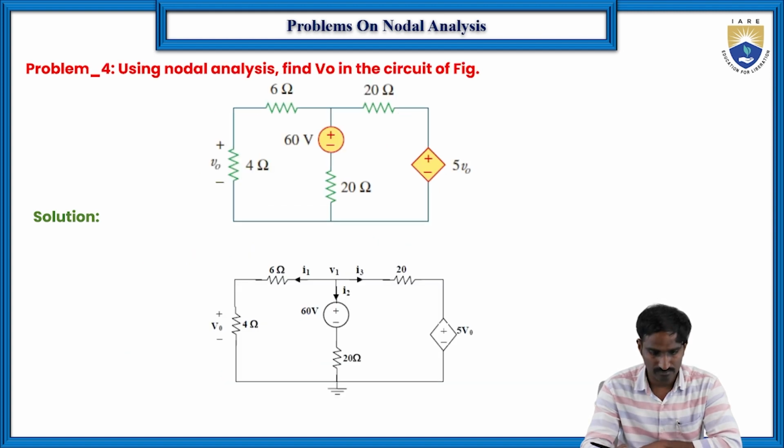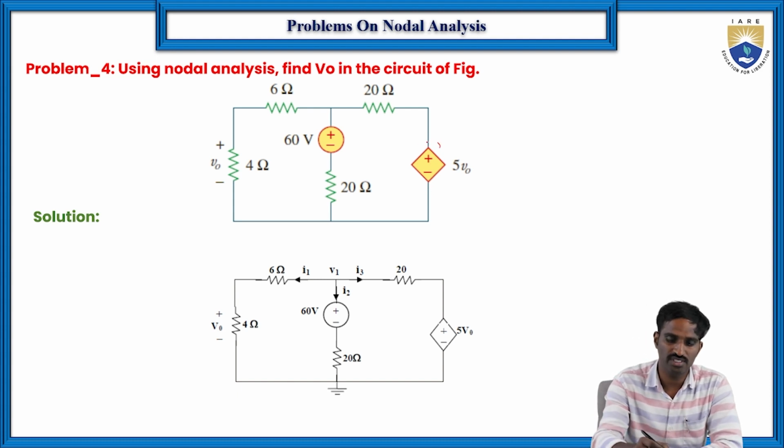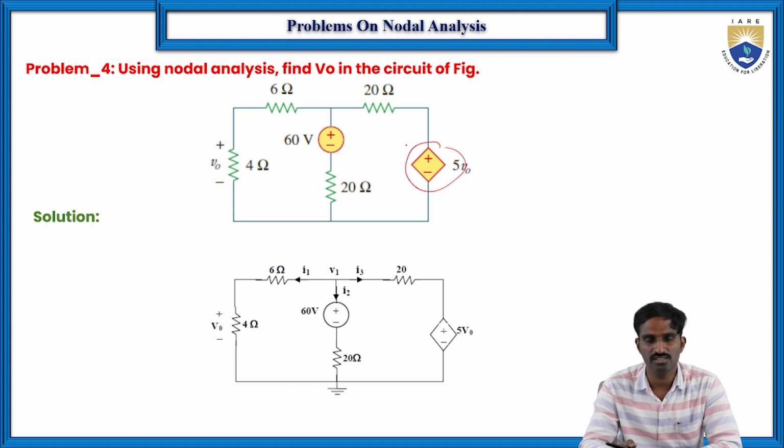Then let us go for another problem. In this problem, the network consists of a dependent source. So this is the dependent source. Then in this case, how do we apply the nodal analysis? Here also, more or less the same procedure is what we are going to apply.